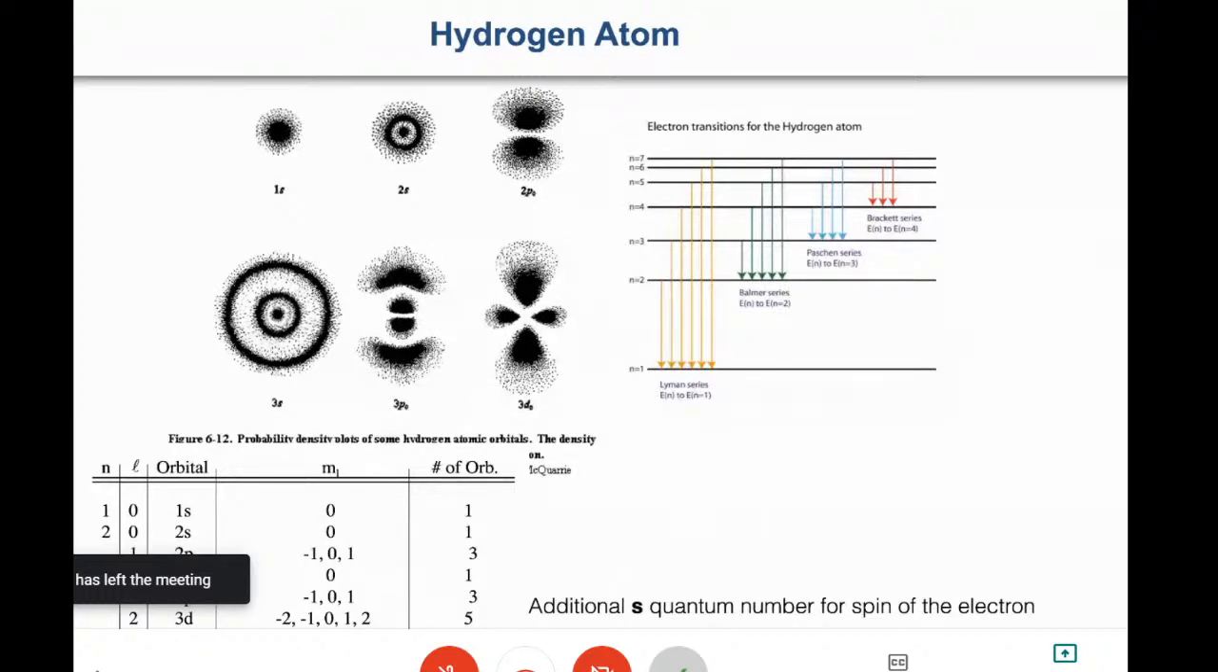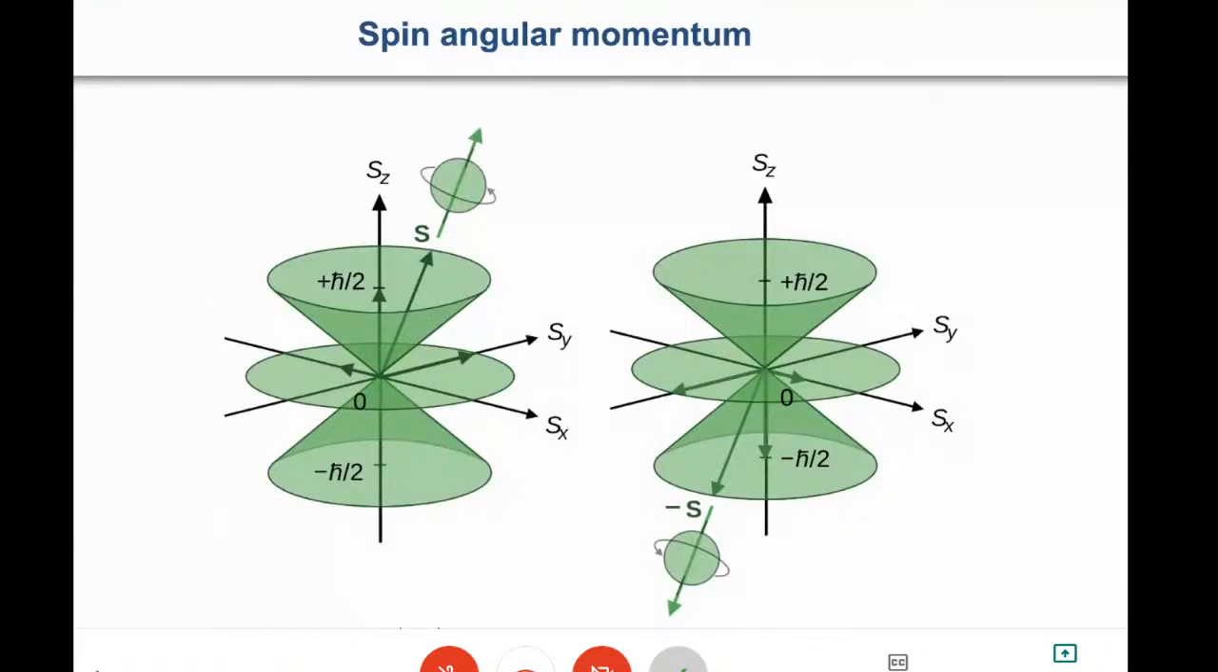So plus half and minus half, these are the two degenerate states. There are two S plus 1 degenerate states. Here there are two L plus 1 degenerate states for a single L. For the spin S, there are two S plus 1 MS values that are possible. Okay, so these are the possibilities for your spin angular momentum. And how do we represent them? This is what is important.